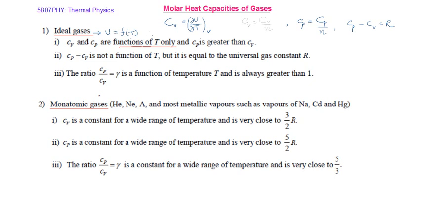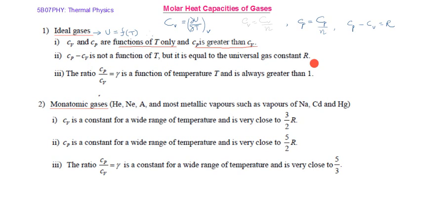From Mayer's relation we have proved that CP is always greater than CV, because CP minus CV equals R. The second property: CP and CV are individually functions of T, but the difference between the two, which is given by Mayer's relation, equals capital R. This capital R is a constant. So CP minus CV, the difference, is not a function of T, but is equal to the universal gas constant R.